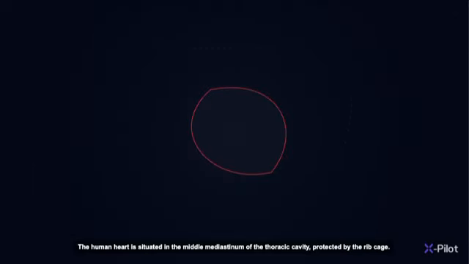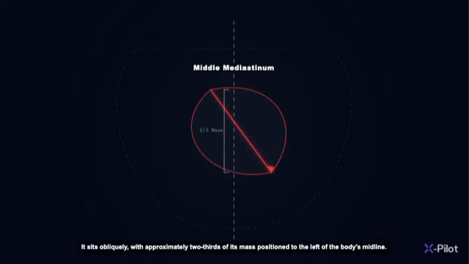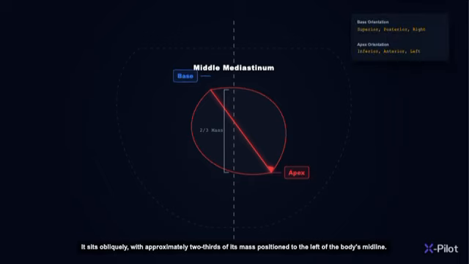The human heart is situated in the middle mediastinum of the thoracic cavity, protected by the rib cage. It sits obliquely, with approximately two-thirds of its mass positioned to the left of the body's midline. The broader superior portion is the anatomical base, while the pointed inferior tip, the apex, rests on the diaphragm.